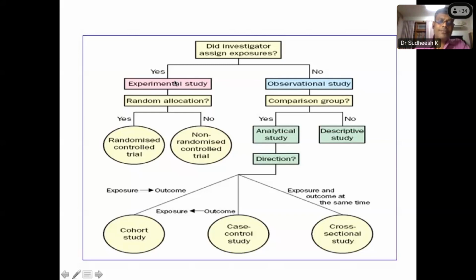In the analytical study, again, whether you are moving from the exposure to outcome or outcome to exposure in the reverse direction. If you are moving from exposure to outcome, then it becomes a cohort study. If you are moving in the opposite direction, that is you have already seen the outcome, and from there you are tracing back to see what is the exposure, then it becomes a case control study. If you are studying exposure and outcome, how many of them are exposed and how many of them had the outcome at one particular point of time, that is known as the cross sectional study. So these are, in a nutshell, the various types of studies that we discussed so far.